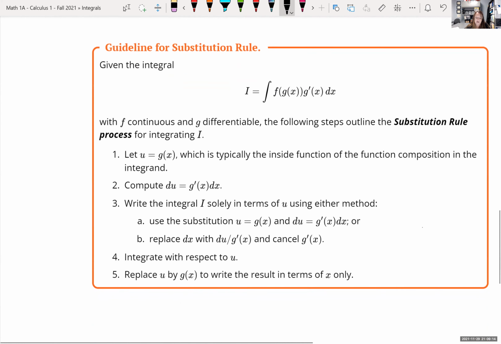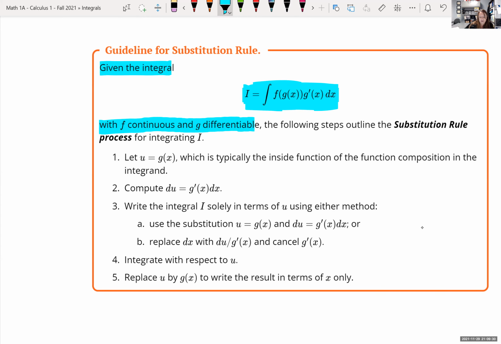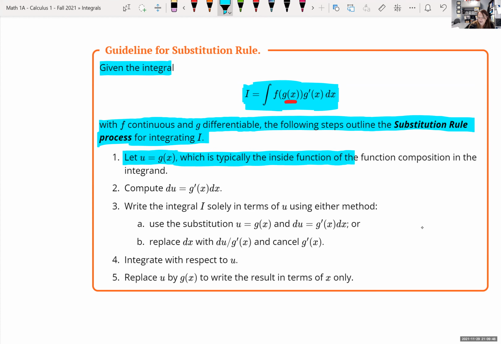Okay. So here's your guidelines. Given some integral, I equals the integral of f of g of x times g prime of x dx, with f continuous and g differentiable. The following steps outline the substitution rule process for integrating I. First thing you're going to do is let u be g of x, that inner function, which is typically the inside function of the function composition in the integrand.